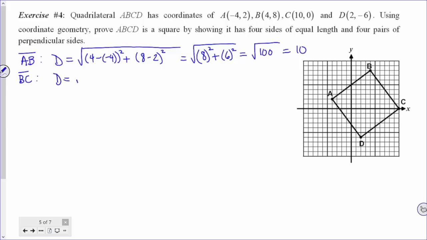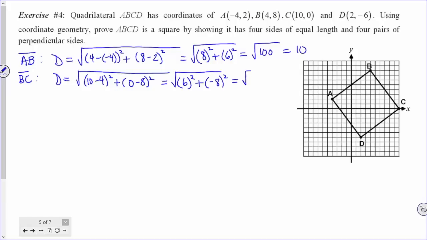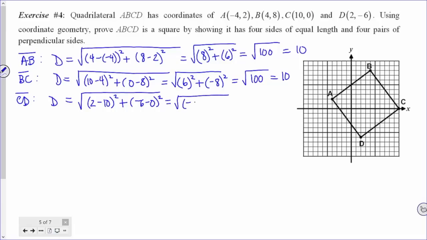Let's go through BC. The distance formula there, we're going to have 10 minus 4 squared plus 0 minus 8 squared. That's going to give me the square root of 6 squared plus negative 8 squared. Again, the square root of 100, and that's 10. Let's do CD now. The distance formula there. All right, we've got 2 minus 10 squared, negative 6 minus 0 squared. Lots of squaring here. Negative 8 squared plus negative 6 squared, again giving me the square root of 100, which is 10. And finally, DA.